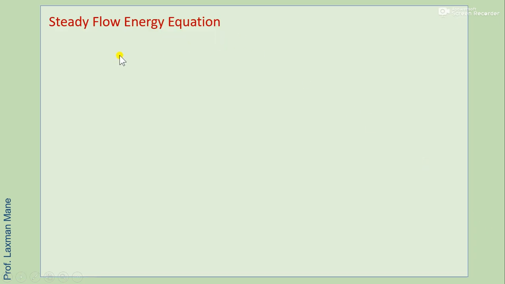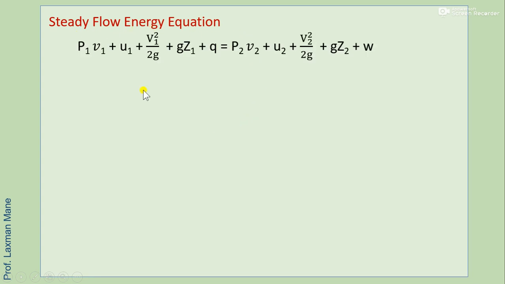So in a nozzle, we use the steady flow energy equation. What is it? The total energy entering the nozzle is equal to the total energy leaving the nozzle. So what does total energy contain? P1V1 is pressure energy, U1 is internal energy, V1 square by 2g is kinetic energy, gZ1 is potential energy, plus Q, that is heat energy. So these are the energies at inlet, equal to the energies at outlet.